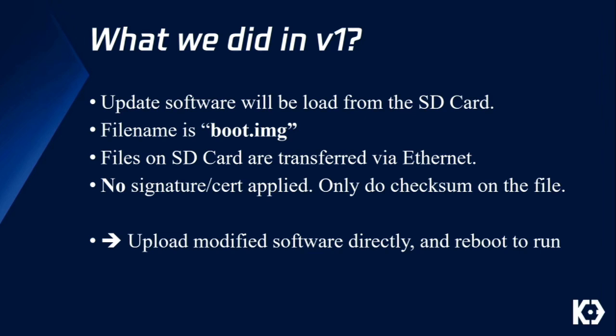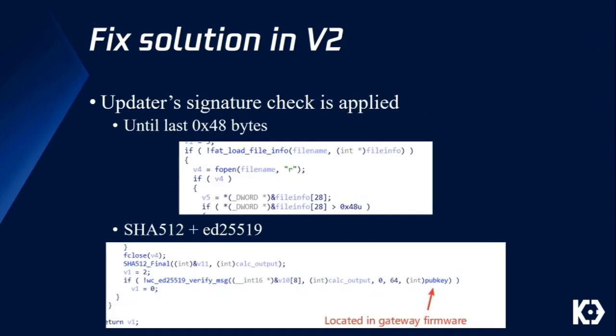Neither signature nor cert is applied to the update software, so we can just upload our modified software directly to the gateway and reboot, then it will run. After we submitted the bug reports, Tesla added a signature check process to it. The updated software will be checked using SHA-512 and Ed25519.